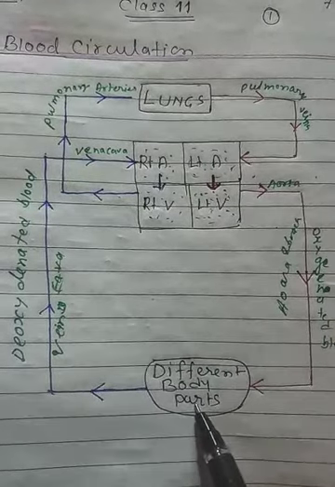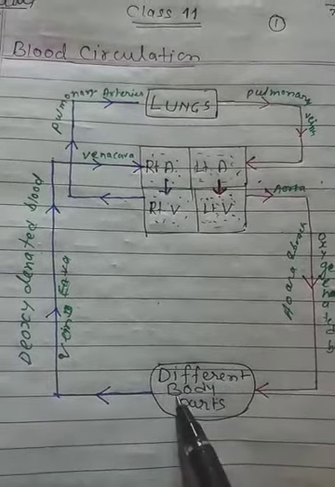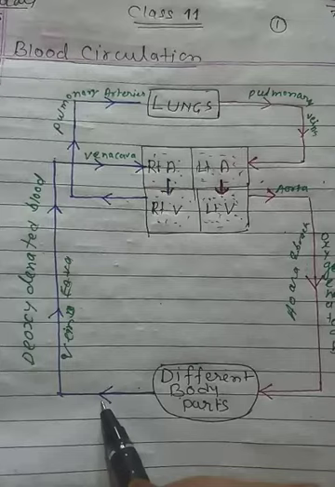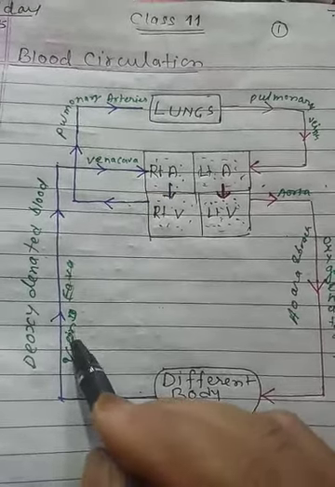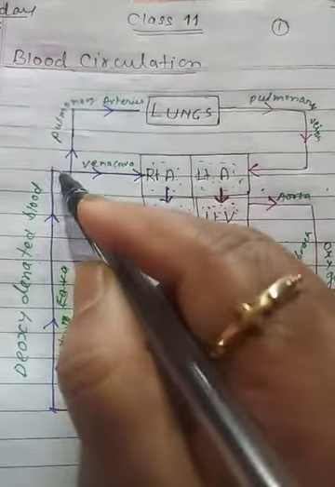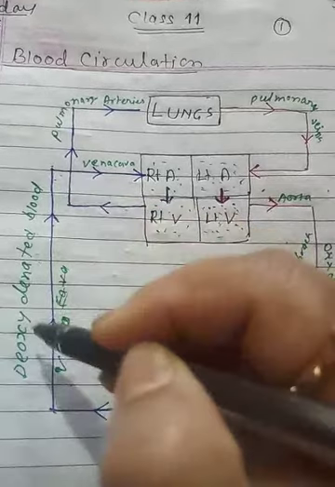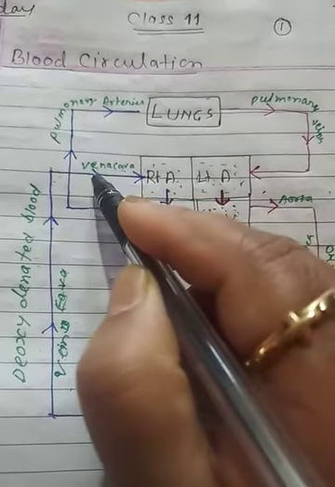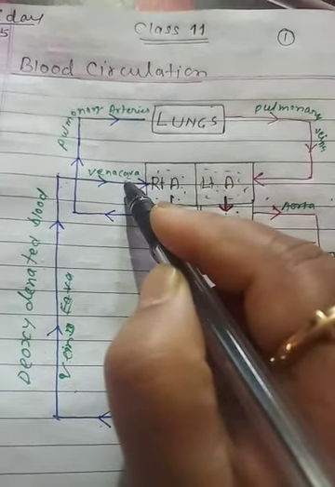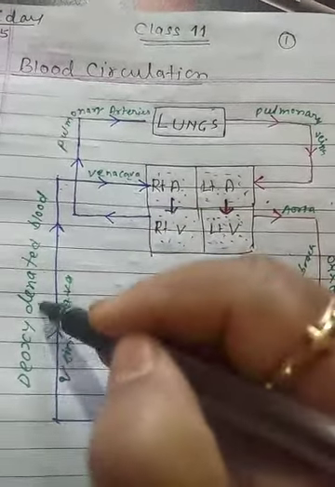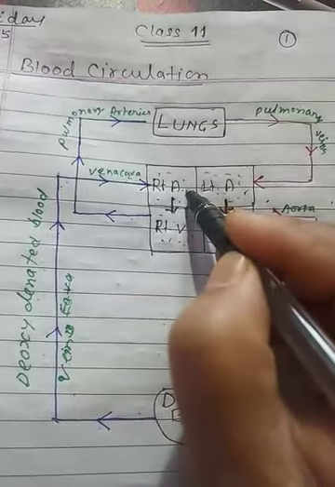So, now different body parts. From the different body parts, deoxygenated blood is collected by different veins, and finally all veins pour the deoxygenated blood into vena cava, anterior vena cava and posterior vena cava. Both vena cava bring the deoxygenated blood into right auricle.